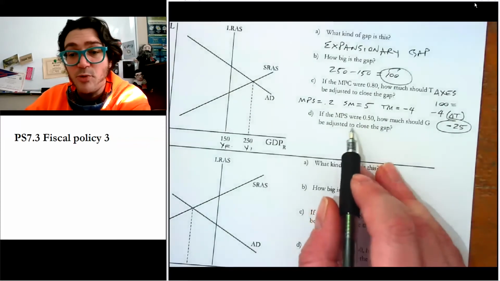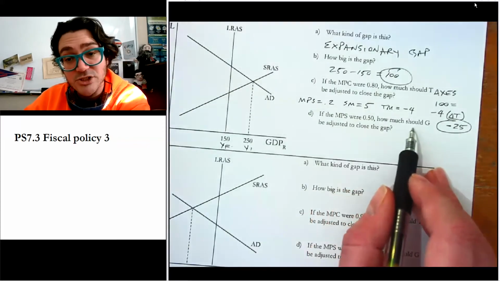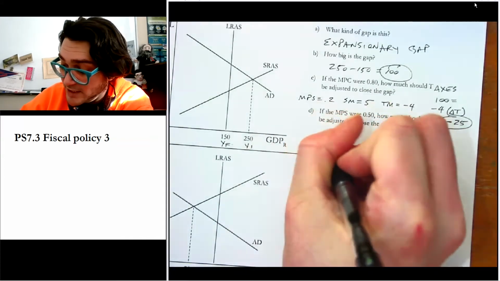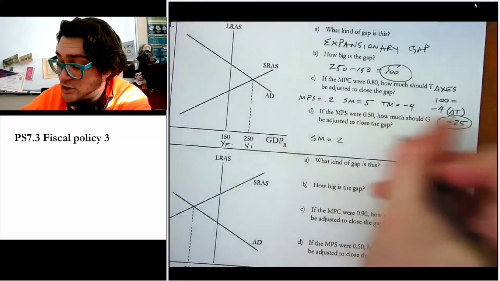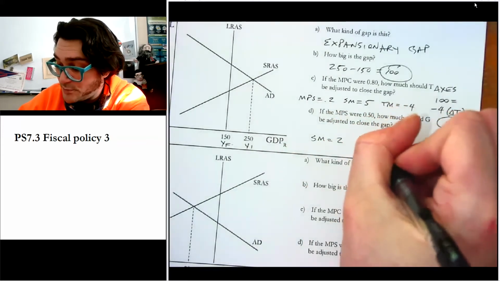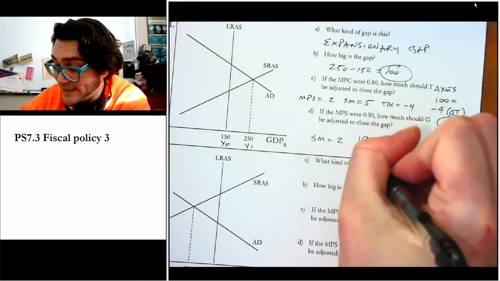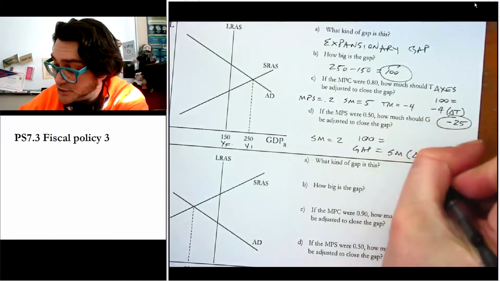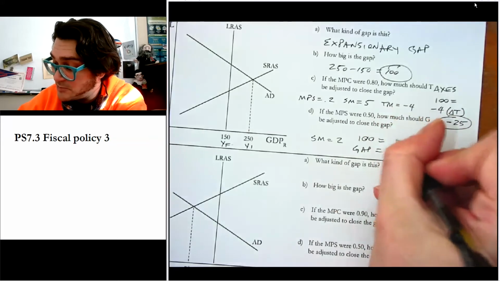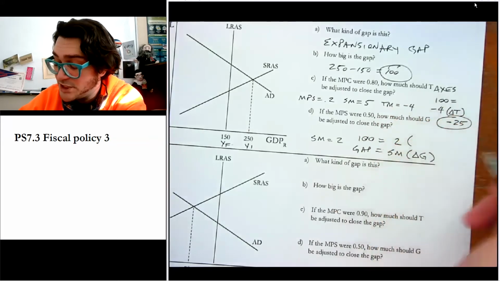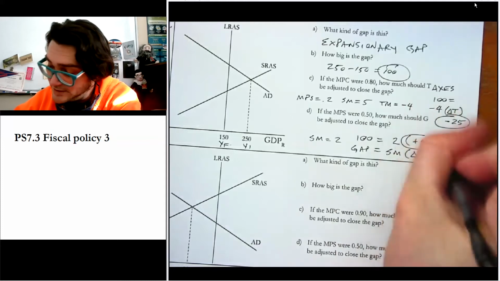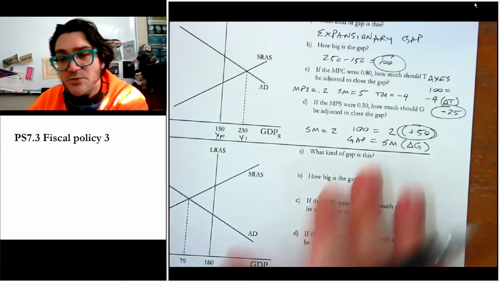If the MPS, though, were 0.5, how much should government spending, G, be adjusted to close the gap? Well, we're given that, so then we know the spending multiplier is 1 over 0.5, so that's 2. So the gap is 100. Now I'm just going to write gap is equal to the spending multiplier times the change in government spending. So the spending multiplier is 2. So what goes here? Well, that means +50. So that's our answer, right? +50. So that's how we solve these.